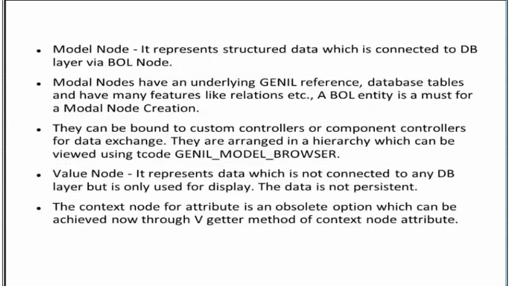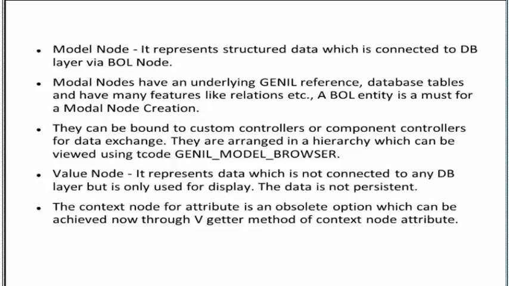Moving forward, this slide talks about the details. As I had mentioned, model node represents the structured data which is connected to the DB via the bool, and model node always has an underlying general reference, and it always stores the data to the DB. Without a bool entity you will not be able to create a model.